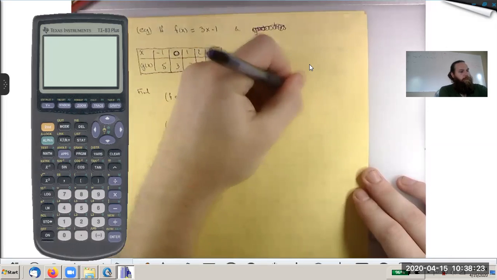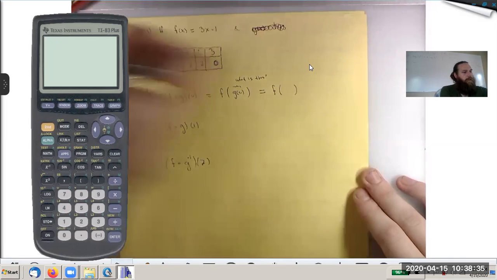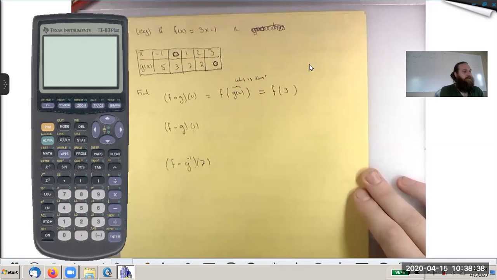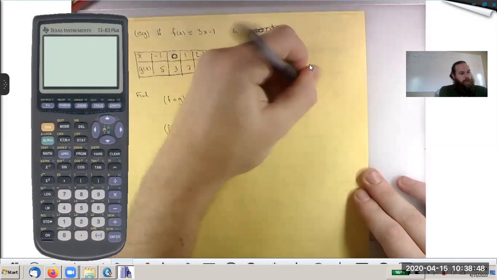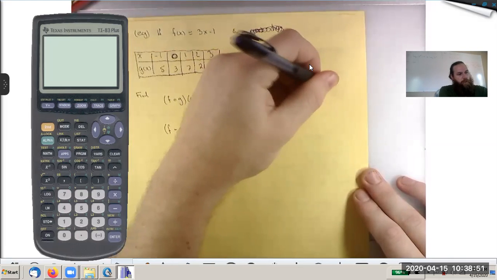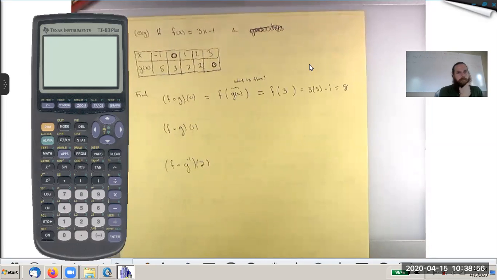So g of 0 is going to be a number, and it's a number that I can get from the table for g. What is g of 0? 3. Yeah, right? g of 0 is 3. So f of g of 0 is the same as f of 3. And then to figure out f of 3, I look up to the formula for f of x. This is 3 times 3 minus 1, is 9 minus 1, is 8. So f of g of 0 is 8. Did everybody follow that?